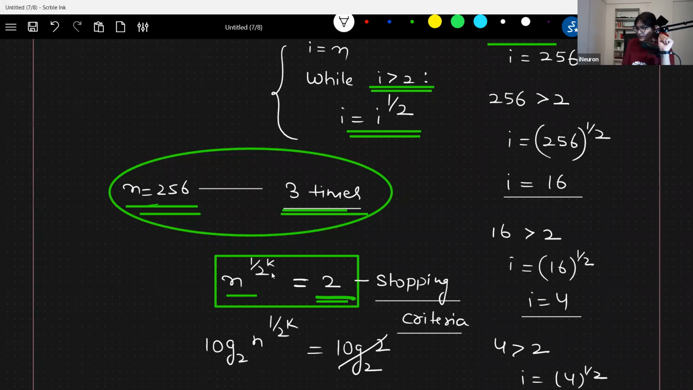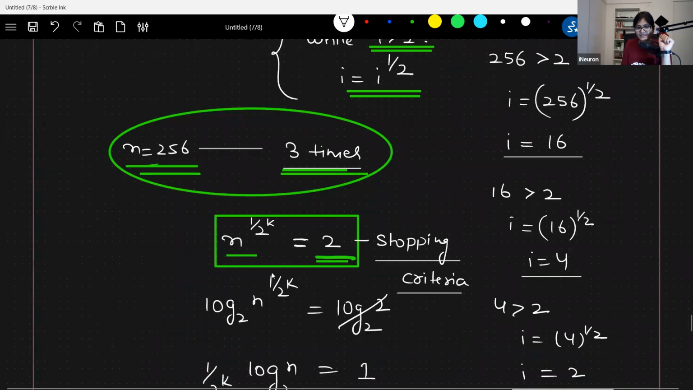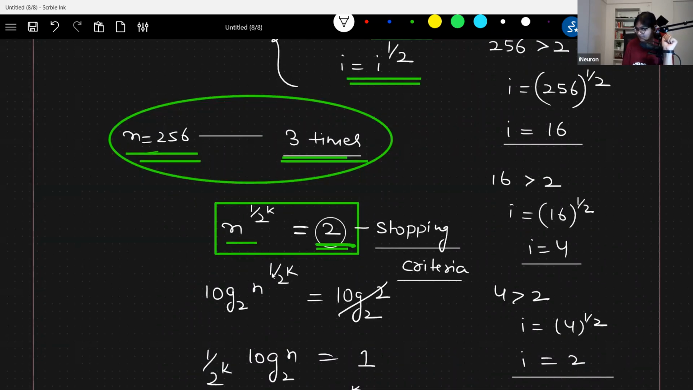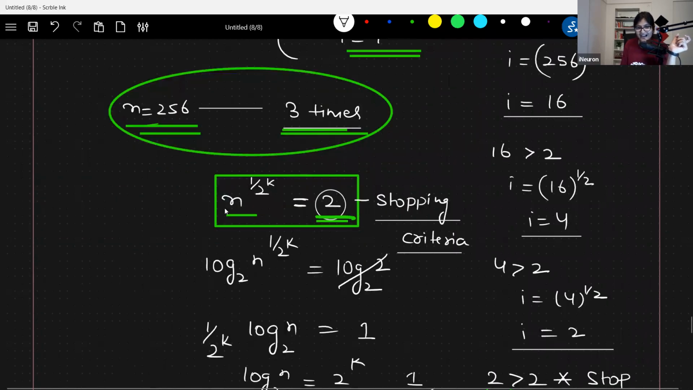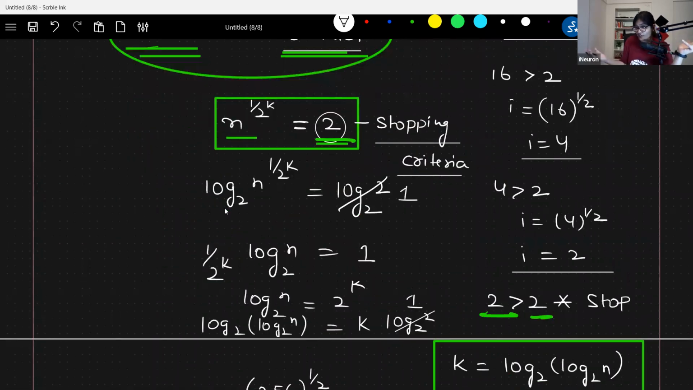How do we decide we need to take log base 2 on both sides? Because I want this value to be 1. How will this value become 1? When I take log base 2. Because I know the logarithmic property which says that log 2 base 2 is 1. That's why I take log base 2 on both sides. So when I take that, I get this value as 1. This is what I want.